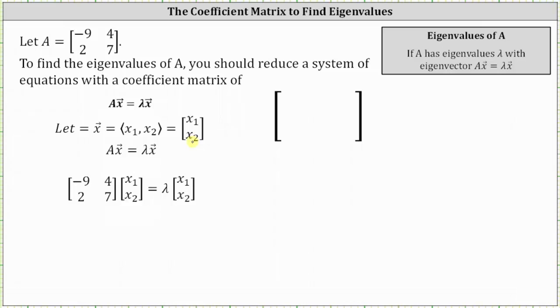We have matrix A times the vector x1, x2 equals lambda times the vector x1, x2. And now to find the coefficient matrix, let's write the corresponding system of equations, where the first equation is negative 9x1 plus 4x2 equals lambda x1. And the second equation is 2x1 plus 7x2 equals lambda x2.